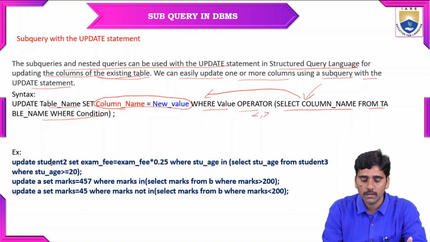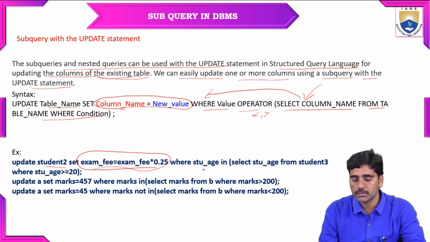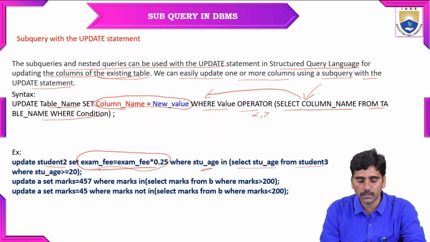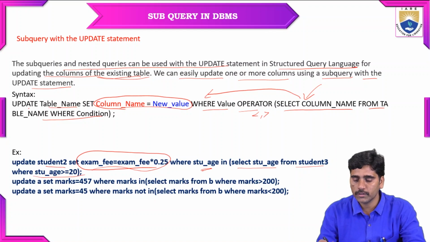Example here: update student 2, set exam fee equal to exam fee into 0.5, where student age in select student age from student 3, where student age is greater than 20. So suppose I am having a table called student 3.